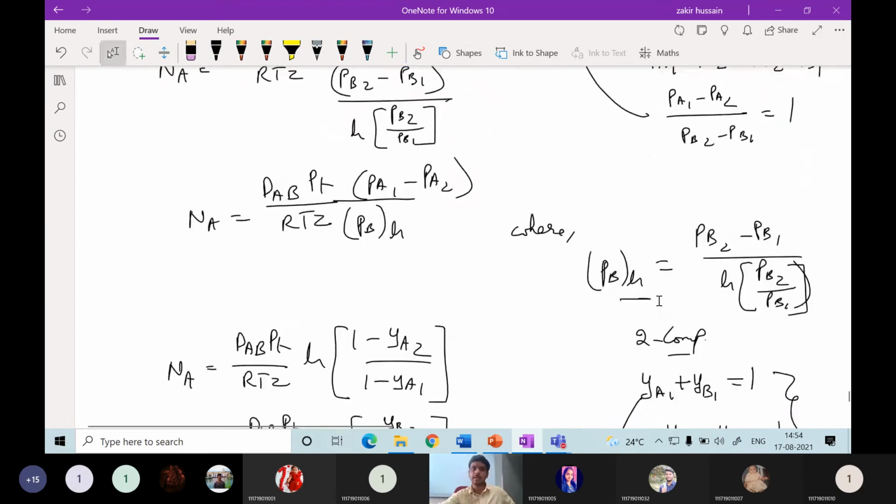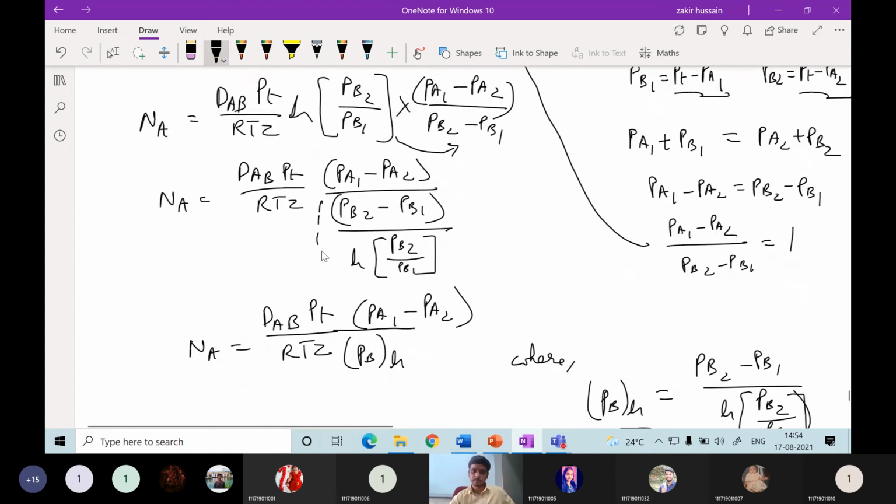Similar is the case with PB log mean also. This one entirely we are denoting with a single notation, PB log mean. PB log mean is equal to PB2 minus PB1 divided by ln PB2 by PB1. Any doubts?